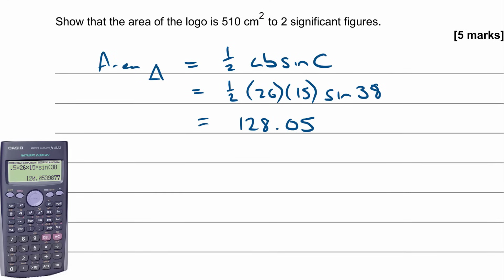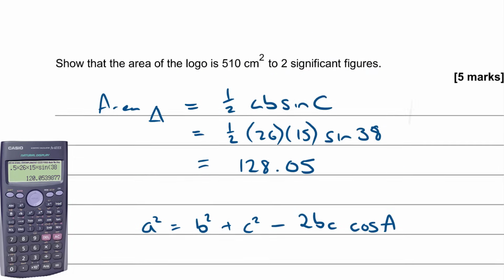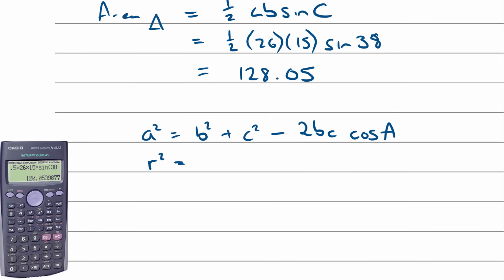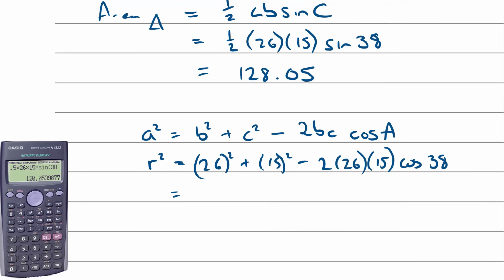The cosine rule formula says a squared equals b squared plus c squared minus 2bc cos a. Now that's the way around you use it to find a length, which is what we're trying to do here, isn't it? Okay, so in terms of this diagram, our r squared, our a squared, is going to be our two lengths squared, so my 26 and my 15. 26 squared plus 15 squared minus 2 lots of 26 and 15 cos the angle, which was 38.